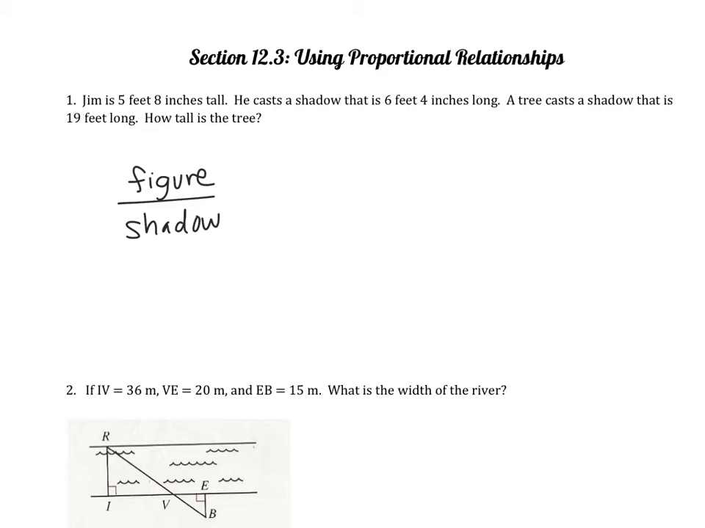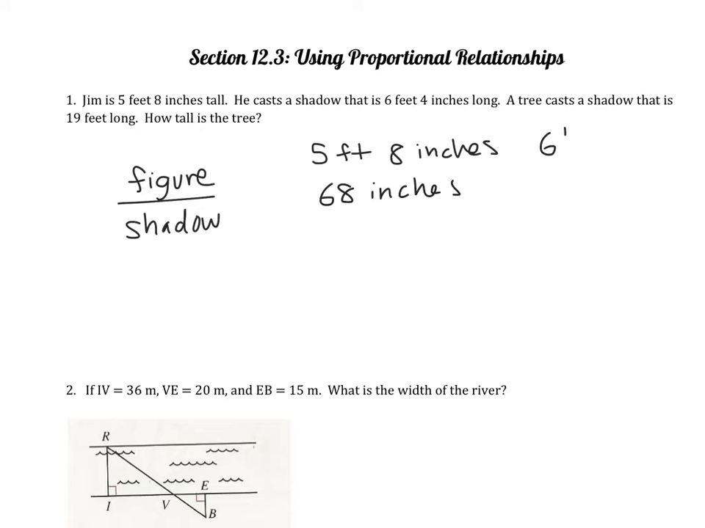So one thing that we can do to make our lives a little bit easier is kind of convert this to a better unit. So instead of saying 5 feet 8 inches, we can just convert this straight to inches. So we know that a foot is 12 inches, so this would actually be 68 inches total.